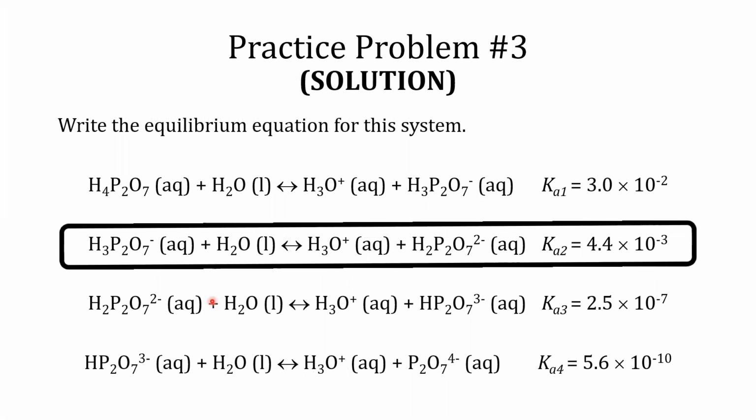The second ionization process is where trihydrogen diphosphate ion in liquid water partially ionizes to form hydronium and H2P2O7, or dihydrogen diphosphate ion. Ka2, or the second ionization constant, equals 4.4 times 10 to the minus 3.